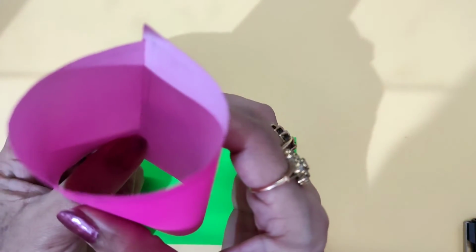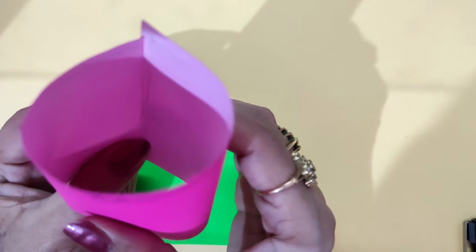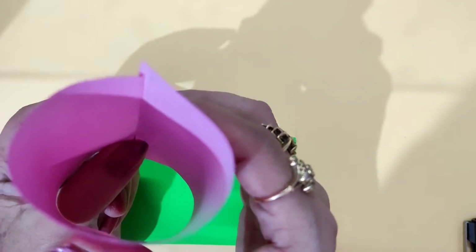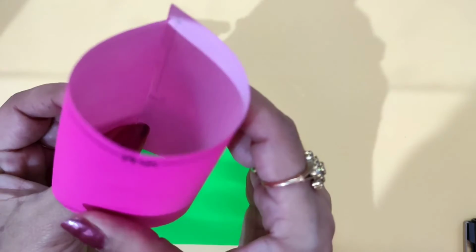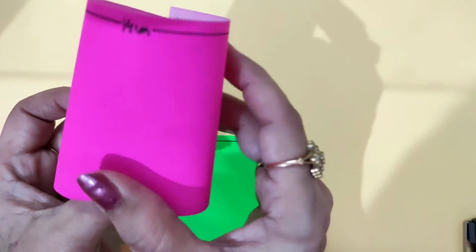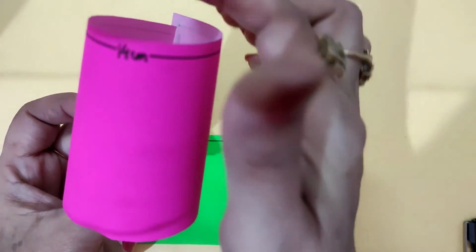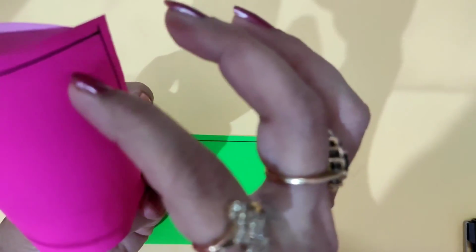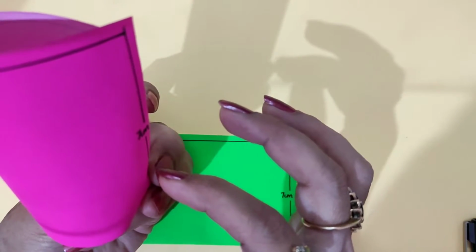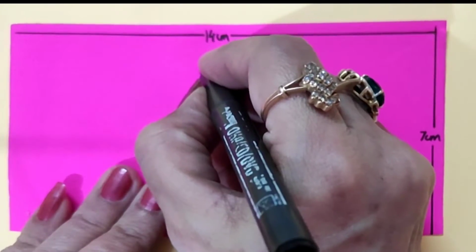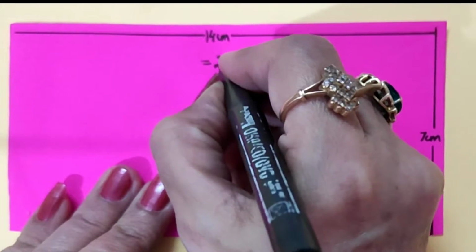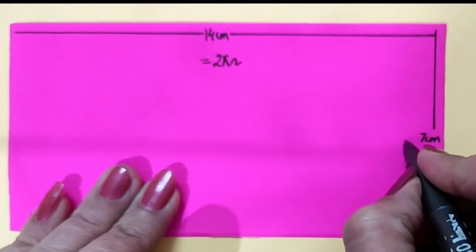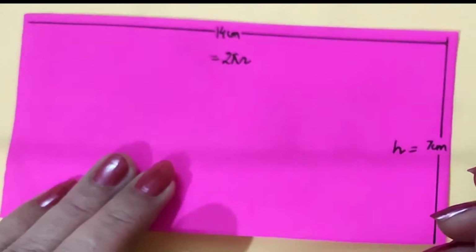So if I fold it along the length, taking the axis to be the breadth, I get a rectangle of this kind. Then in that case, this 14 centimeters becomes the circumference 2 pi r, and this side of 7 centimeters becomes the height h of the cylinder. So this is equal to 2 pi r, and this is equal to the height h of the cylinder.